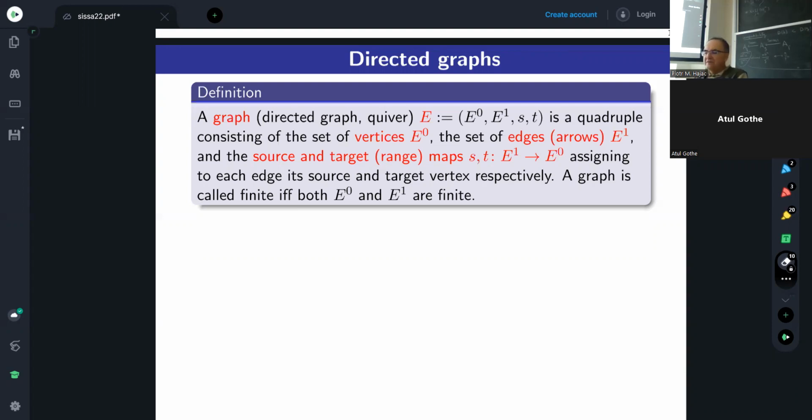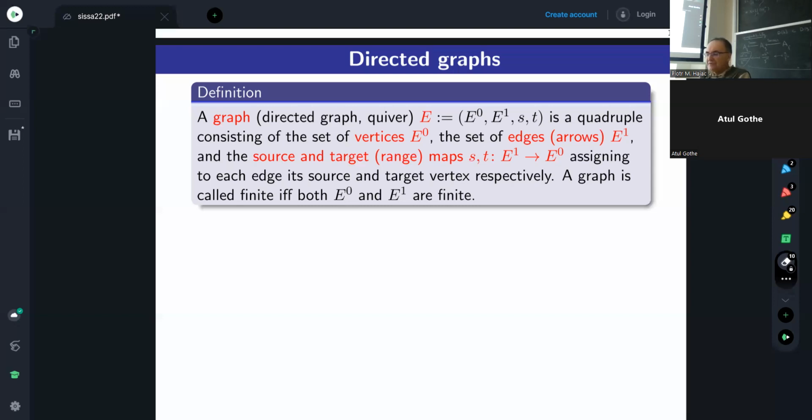And of course, depending on your context, I'm not going to write down each time "directed graph" if all I'm doing are directed graphs. Of course, people who do undirected graphs also say graphs and don't repeat "undirected graphs". So for us, graphs are directed. So what is a directed graph? Well, it's a quadruple consisting of the set of vertices, E^0, the set of edges, which are also called arrows, E^1, and the source and target maps. The target map is sometimes called a range map, but I prefer target. So I have maps from E^1 to E^0. Each edge has its beginning and its end. This is what orients it.